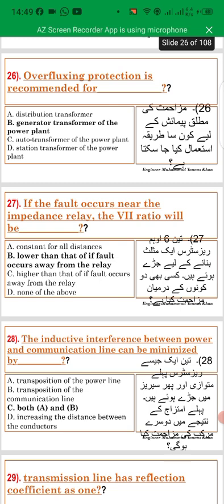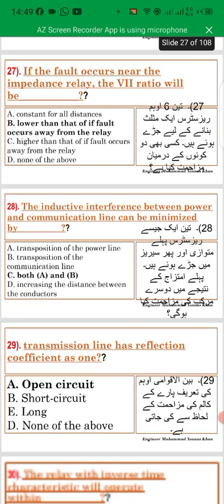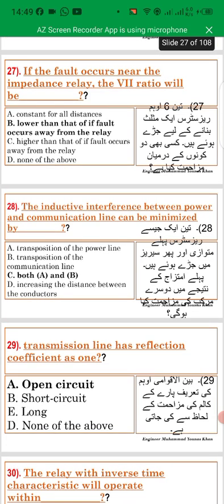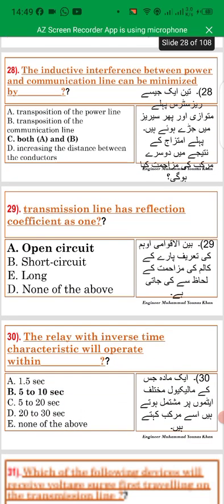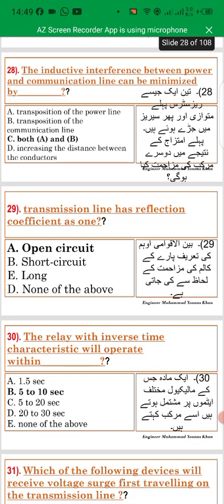Overfluxing protection is recommended for generator transformer of the power plant. If the fault occurs near the impedance relay, the V/I ratio will be lower than that if the fault occurs away from the relay. The inductive interference between power and communication line can be minimized by transposition of the power line, transposition of communication line.